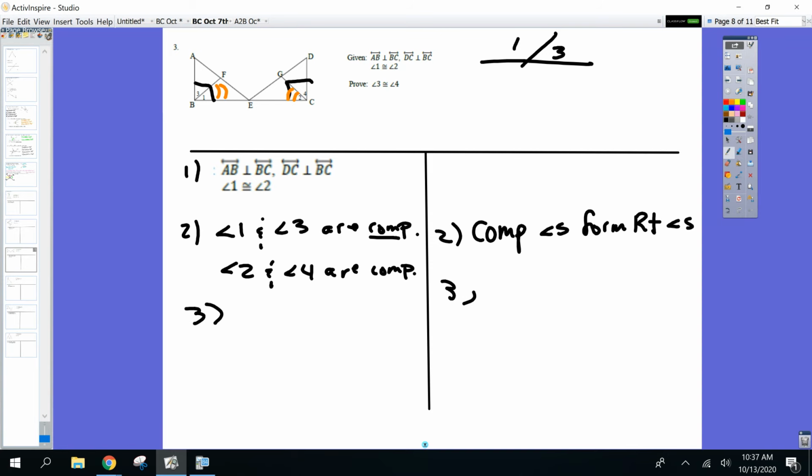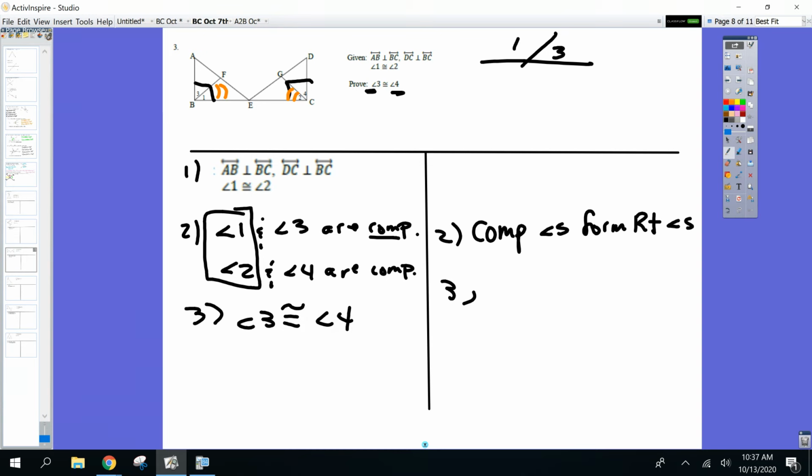Angle 3. What do you know? What did we just write about angle 3? That's complementary with angle 1. What did we just write about angle 4? That's complementary with angle 2. Okay, so 3 and 4 are both complementary to 1 and 2. What do you know about 1 and 2 from the givens, Lucas? They're congruent. Okay, so 3 and 4 were complements of congruent angles.